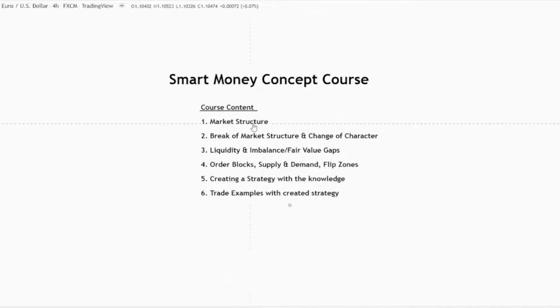We have already covered market structure and structure within structure. We have covered break of market structure and change of character. And today we'll be talking about liquidity and imbalances or fair value gaps. Let's get to it.